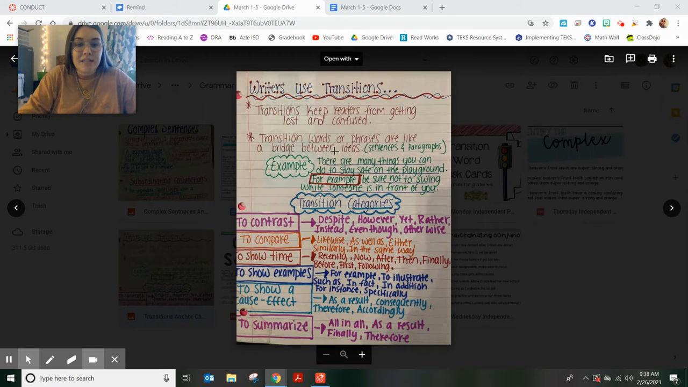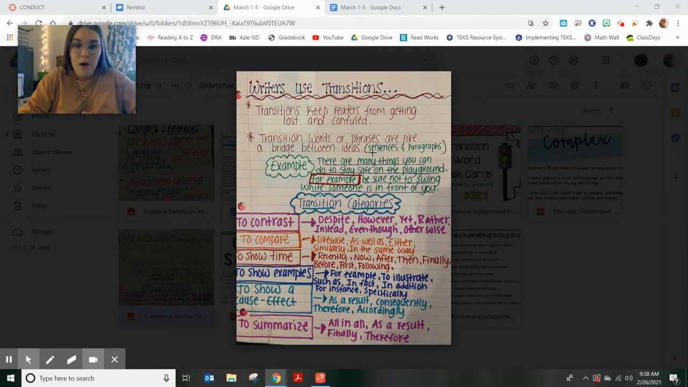Here is an example right here. There are many things you can do to stay safe on the playground. For example, be sure not to swing while someone is in front of you. That is a great example of using a transition word. It helps the flow of your paper. There are many different reasons why we use transition words.